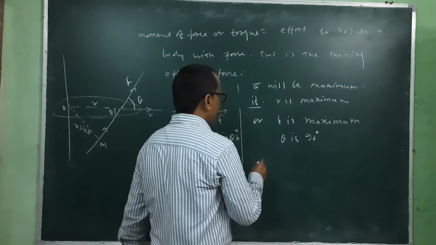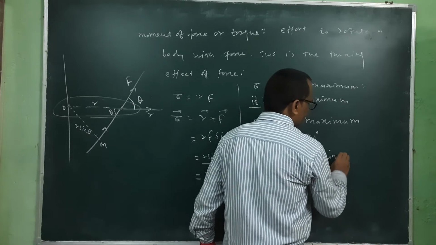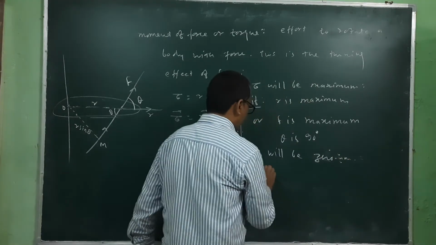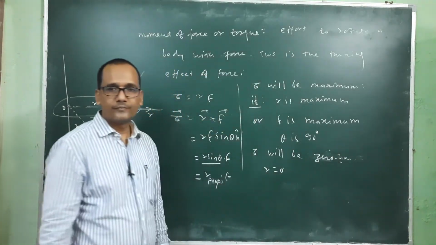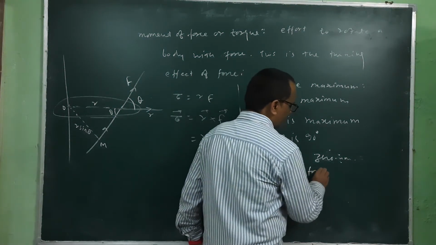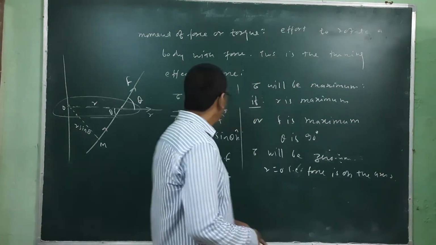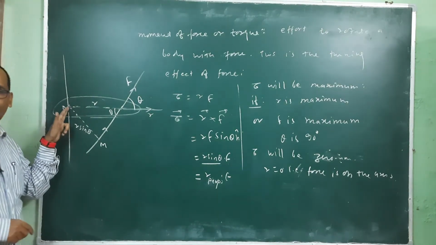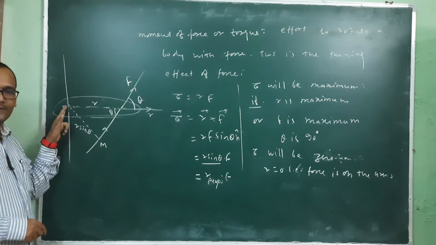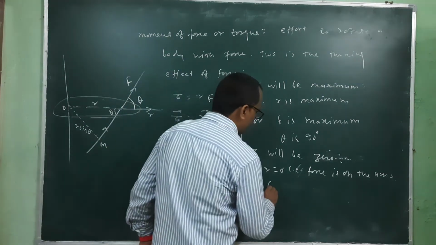So the effect is minimum. Tau will be minimum, or will be 0, if r is 0. R is 0 means the force is on the axis. We are applying the force at the axis here. R is minimum. Here we are applying force here. Then there will be no effect, no rotation. And this R force F is equal to 0.